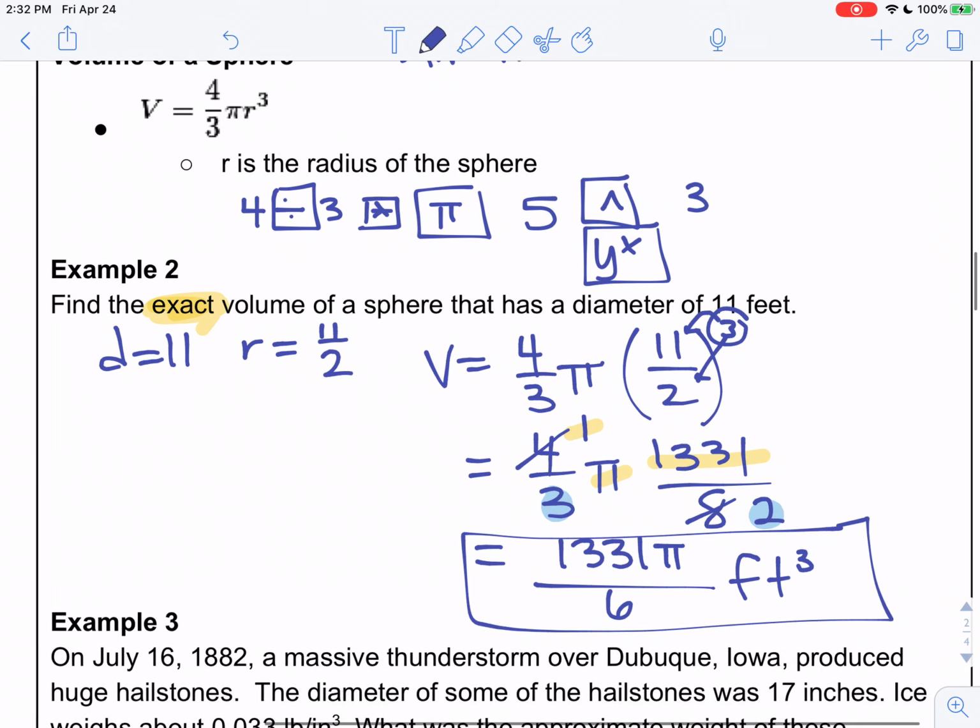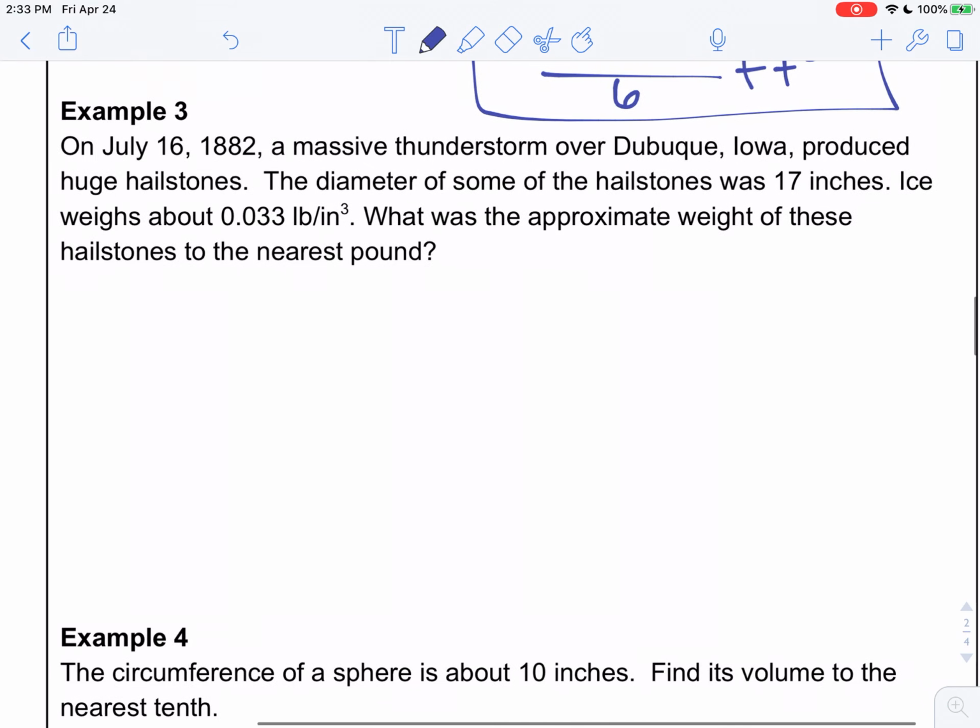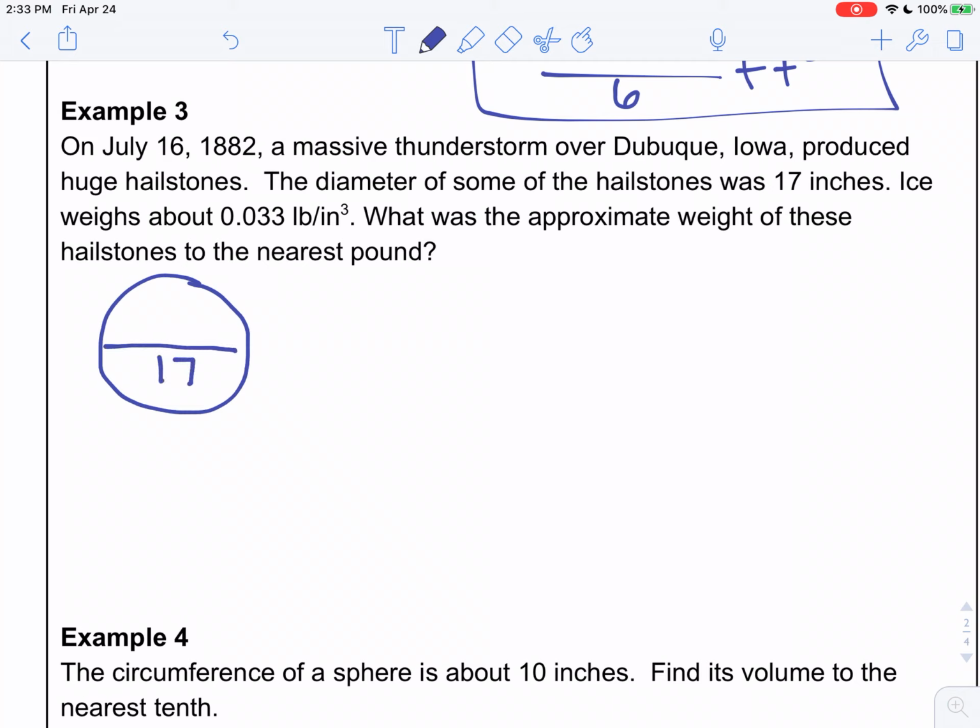All right, cruising along. Example 3, and I believe this is a true story, I think it's in our textbook somewhere. On July 16th, 1882, a massive thunderstorm over Dubuque, Iowa produced huge hailstones. The diameter of some of those hailstones was 17 inches. So just take a moment, visualize a hailstone that is 17 inches wide. That's ginormous. I would not want to be hit in the head by that hailstone.